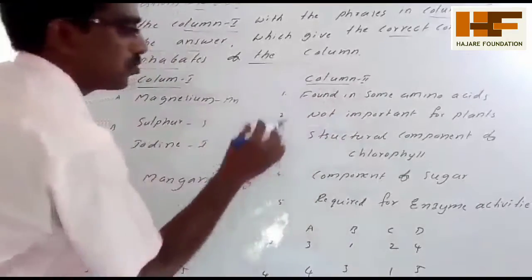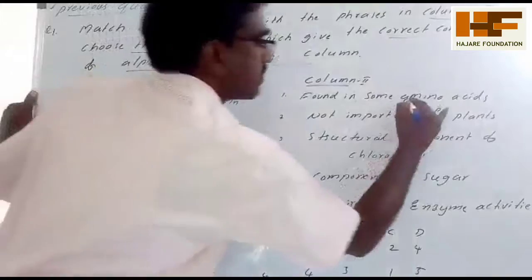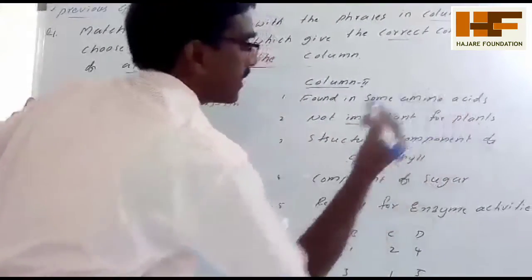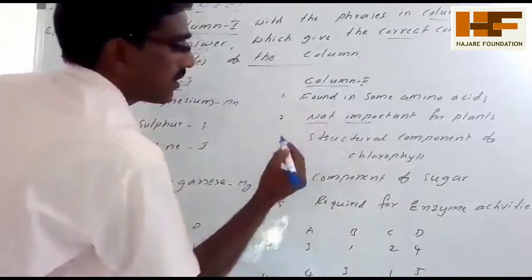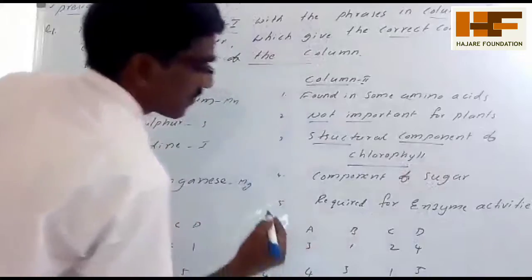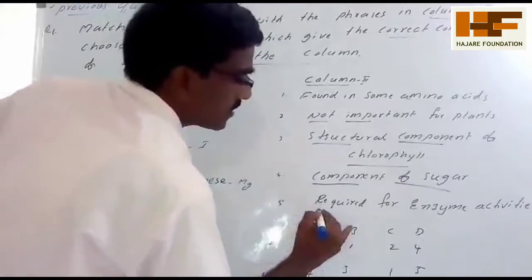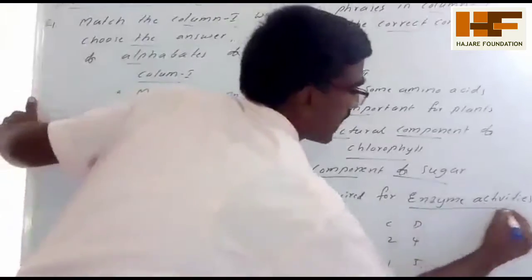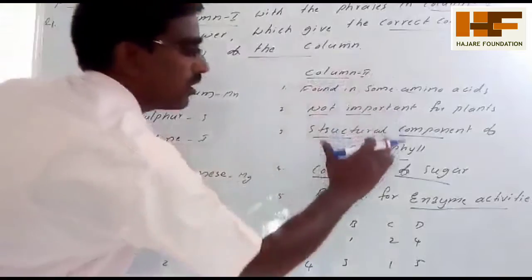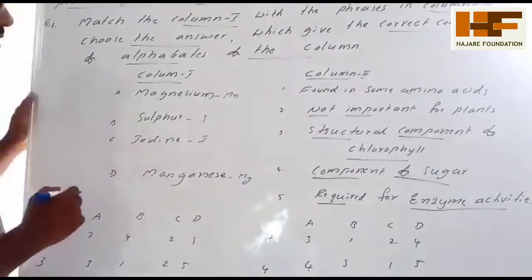In column 2, the given phrases are: found in some amino acids; not important for plants; the third is structural component of chlorophyll; the fourth is component of sugar; the fifth is required for enzyme activities. You can see these elements and find out the correct functioning of each element.